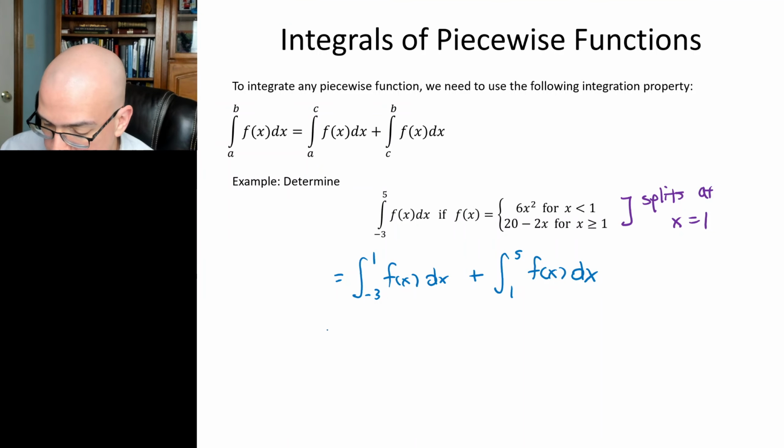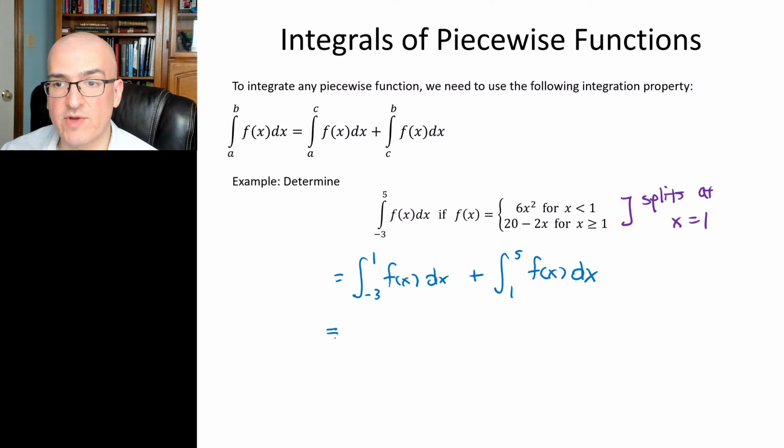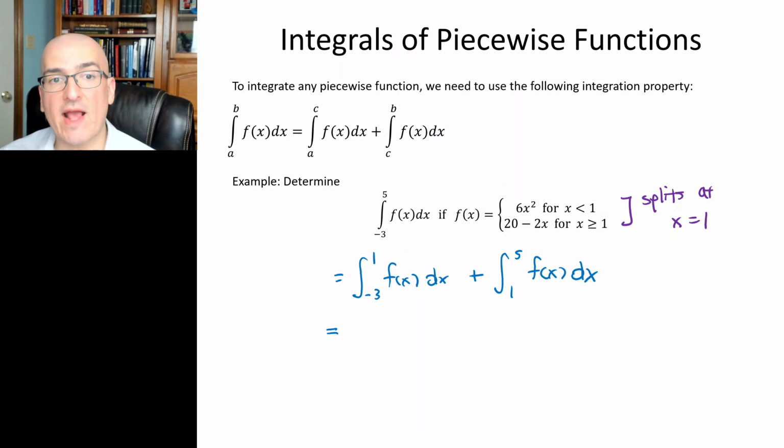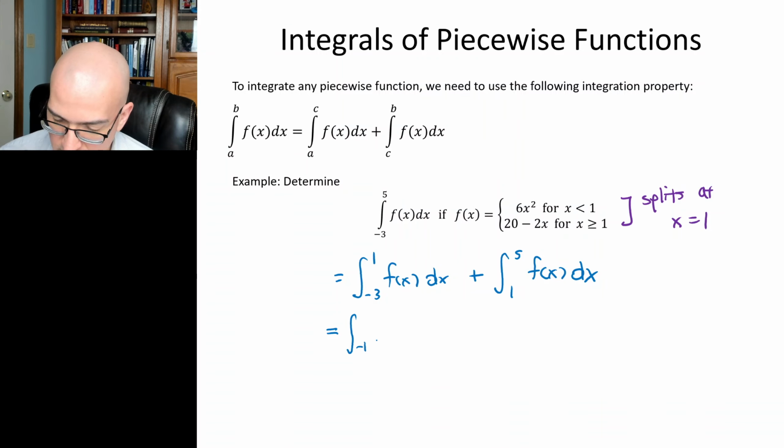Now I'm going to substitute in the correct piece into the correct location. Between x equals -3 and x equals 1, what is the function? Well, inside that region, f of x is 6x squared. That's for the part less than 1. Then for the part larger than 1, in the second region from 1 to 5, it's 20 minus 2x.